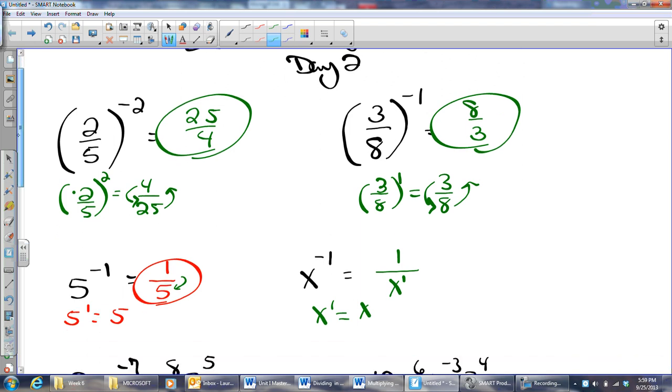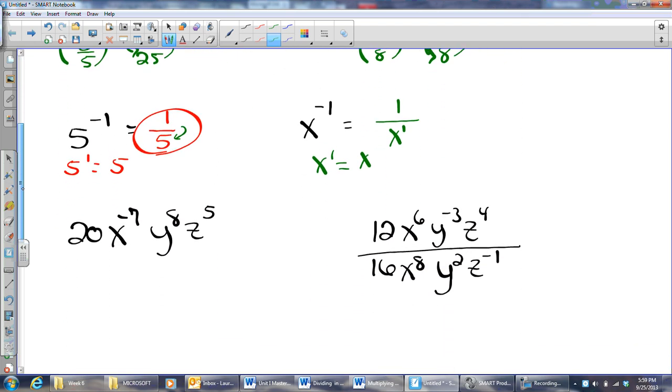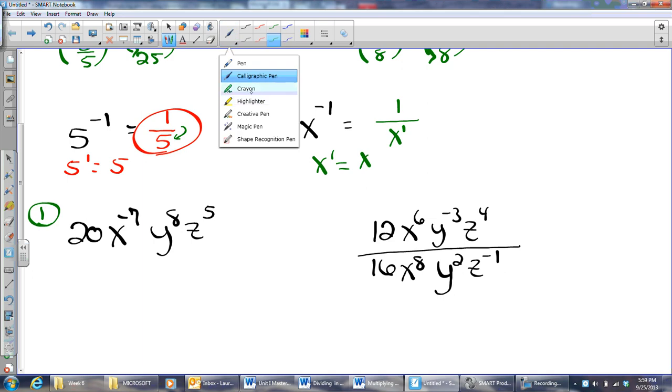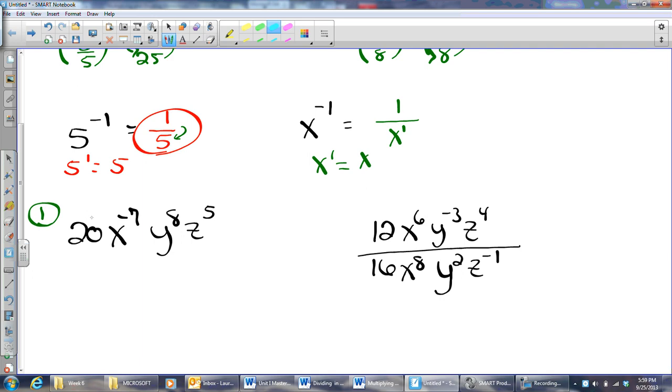All right, well, let's see how this might play out. Let's look at this problem here. We'll call it problem number 1. 20x to the negative 7th, y to the 8th, z to the 5th. Well, I see a negative exponent, right here. So it's going to have to use the stairs. It's going to be the reciprocal. The 20 doesn't have a negative exponent. The y to the 8th doesn't have a negative exponent. And the z to the 5th, there's no negative exponent. The only term that has a negative exponent is the x.